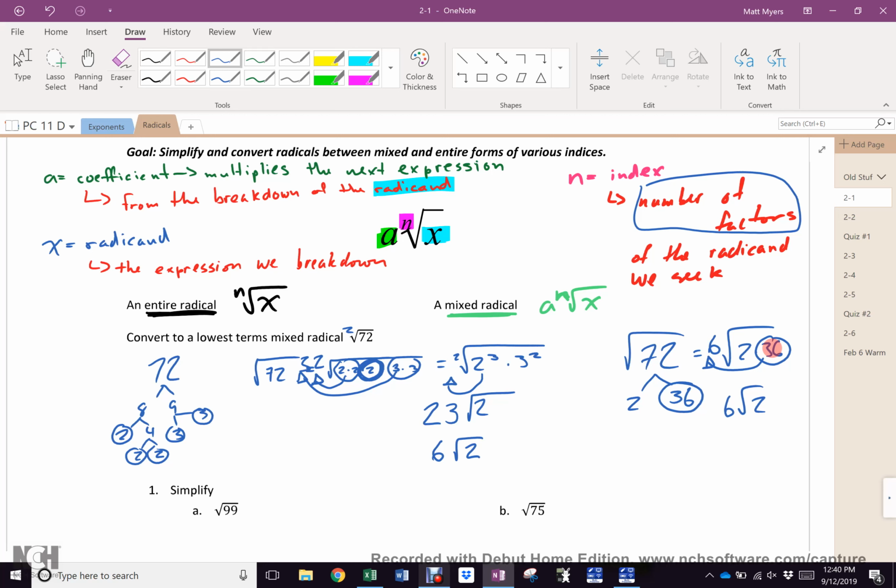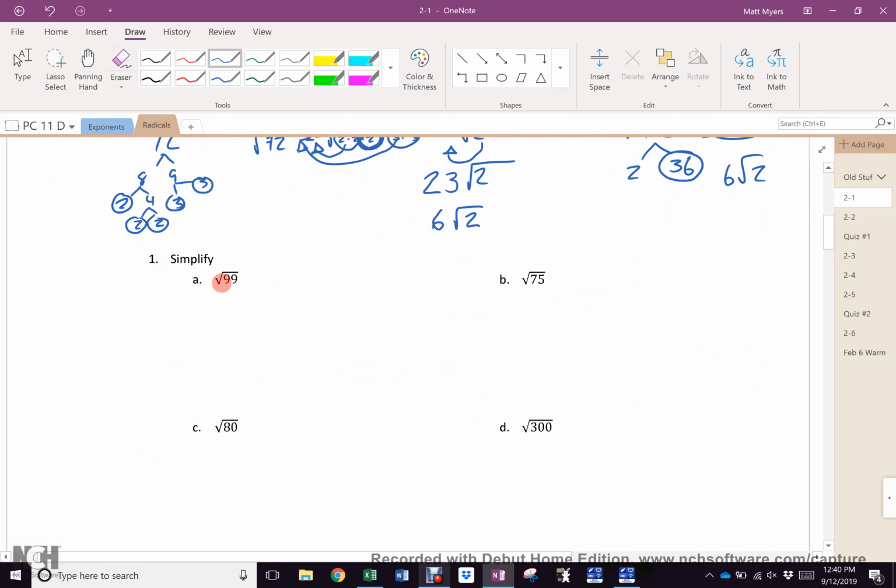If you were in my grade 10 class, I said the best thing you could do in grade 10 was memorize the first 20 perfect squares, the first 10 perfect cubes, and 2 to the power of everything up to 10. If you did it, you will find this year very, very much simpler than you would have if you didn't. So let us look at 99.